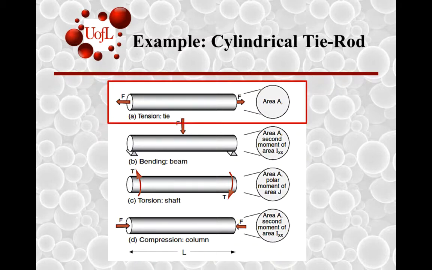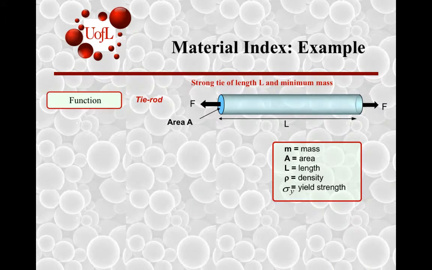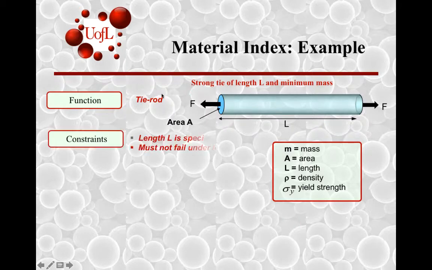For example, for a tie rod in tension, you could indicate these 4 steps of material selection as function tie rod constraints. Say the length is specified and an axial load F should be supported by this material without failing. The objective is to minimize the mass of the tie, and the free variables include cross-sectional area and the choice of material. We have looked at this derivation earlier for this type of a tie rod.